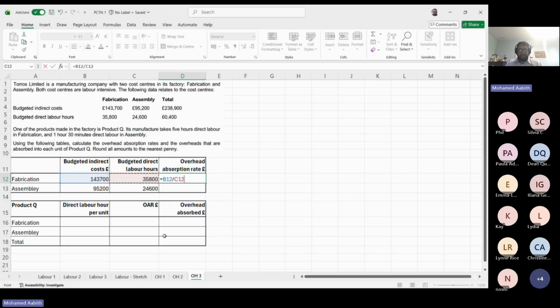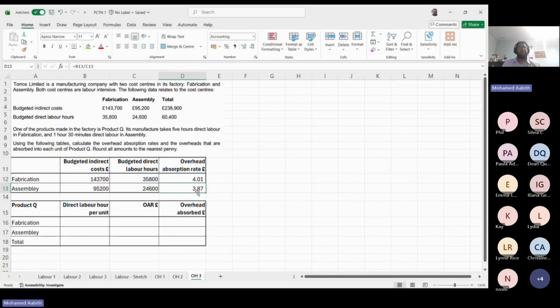It is going to be 4 point something here, but they want you to have absorption rates with all numbers to 2 decimals. So I'm going to simply change that to £4 and a penny. Now let's look at the next one. That is equal to that divided by that, which is £3.87 here. Can you see these two numbers now?